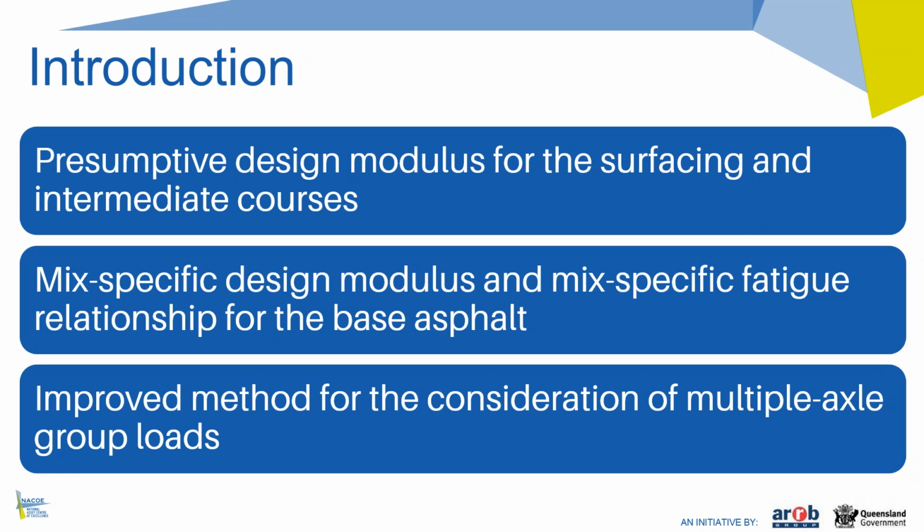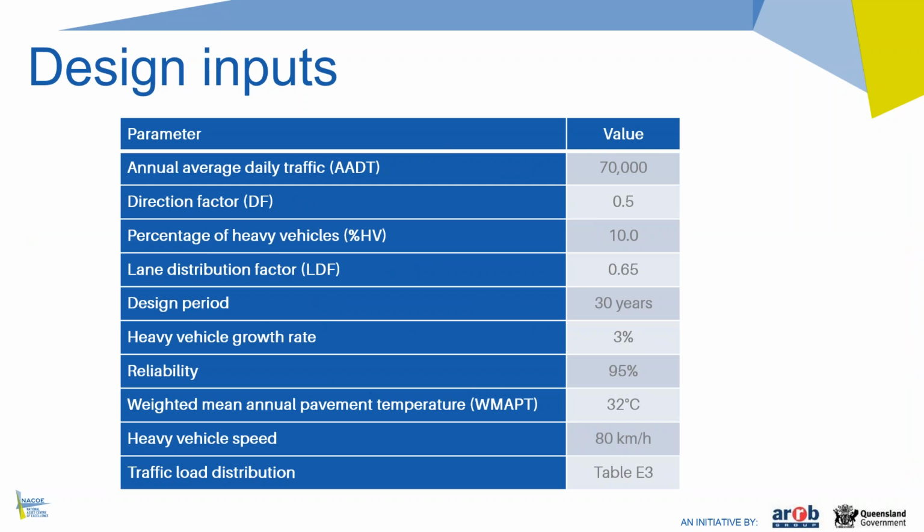And we also use the improved method for the consideration of multiple axle loads in this example. Here's our design input. It's a fairly heavily trafficked road, 70,000 vehicles per day, and 50% of those in each direction. 10% heavy vehicles. We've got a lane distribution factor of 0.65, a design period of 30 years, and a heavy vehicle growth rate of 3% per year.